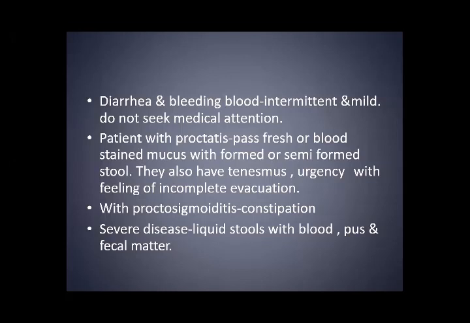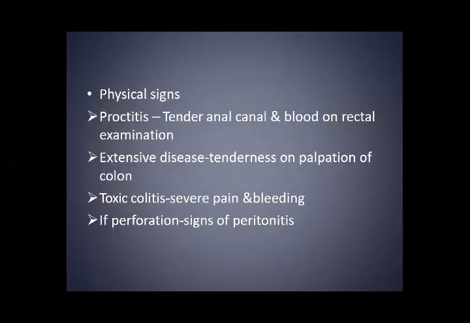With proctosigmoiditis, you can even have constipation with diarrhea. Severe disease can lead to liquid stool mixed with blood, sometimes pus and fecal matter. This is a bad disease when you have a severely inflamed colon with loose diarrhea and bloody stool, and it can lead to toxic dilatation and perforation. Okay, physically, a patient with ulcerative colitis may have proctitis. If it is a disease localized to the rectum, you will have localized tenderness and anal canal.